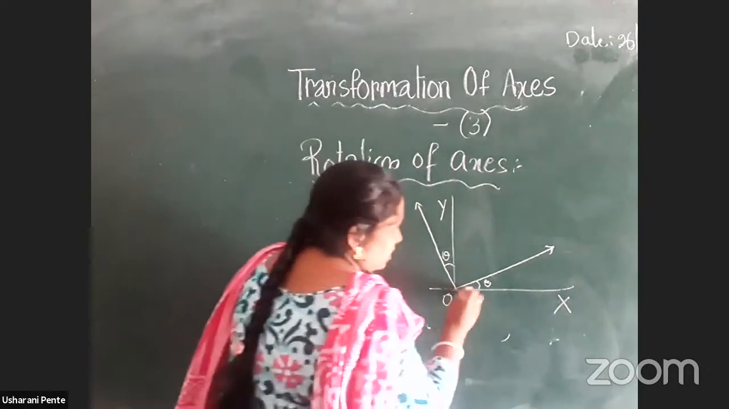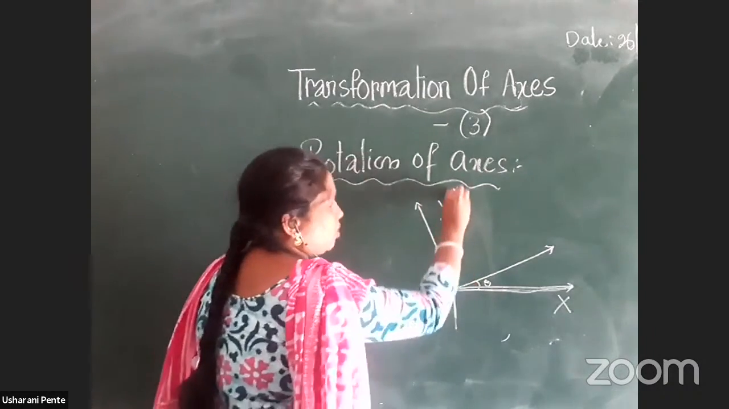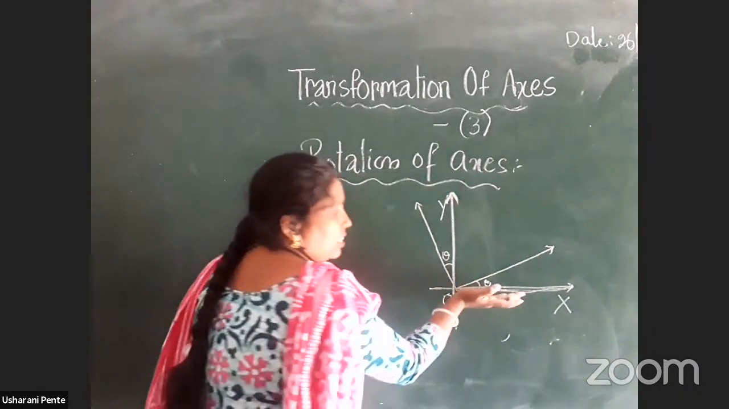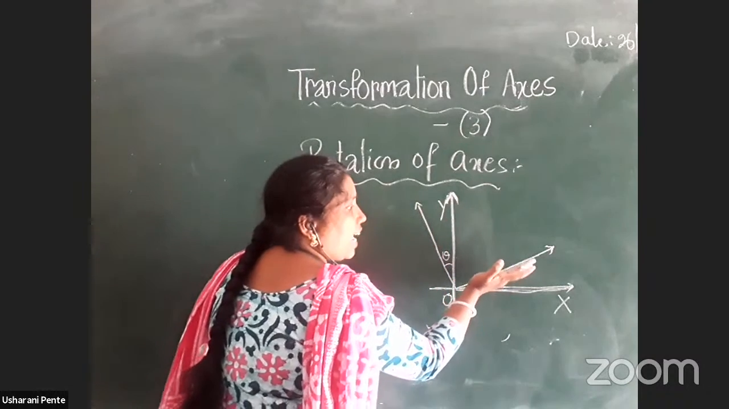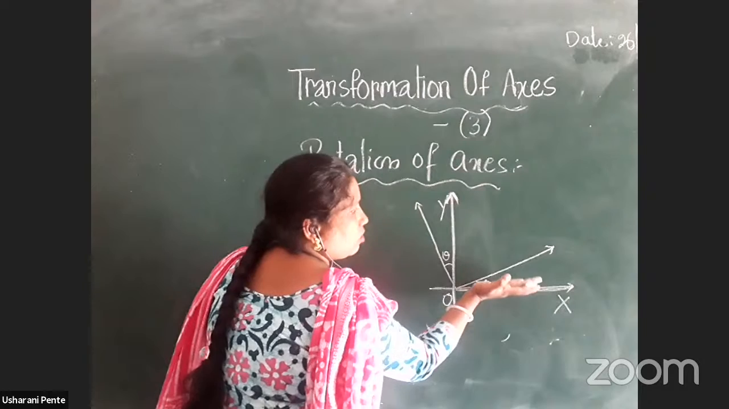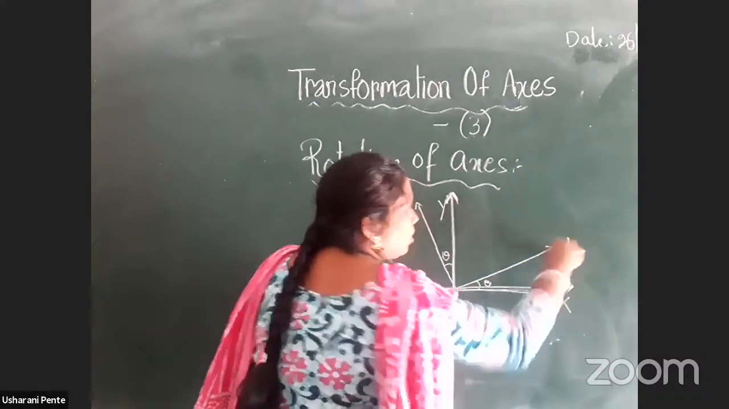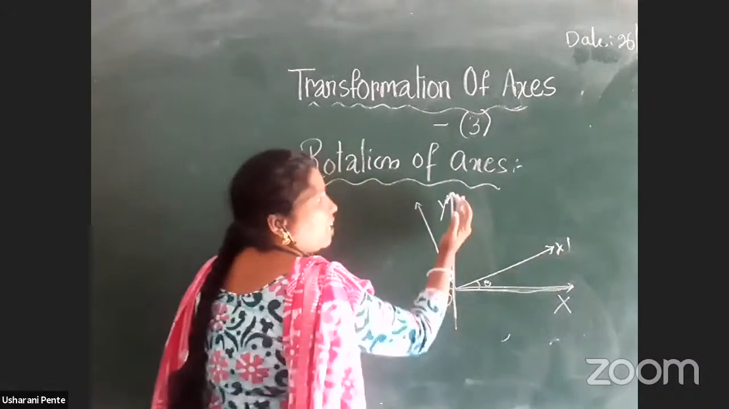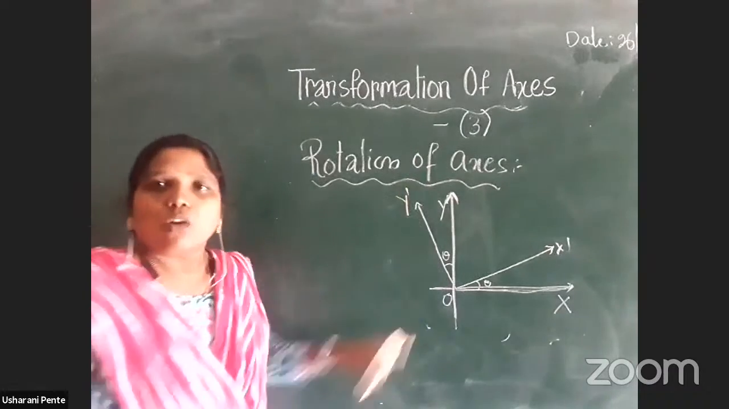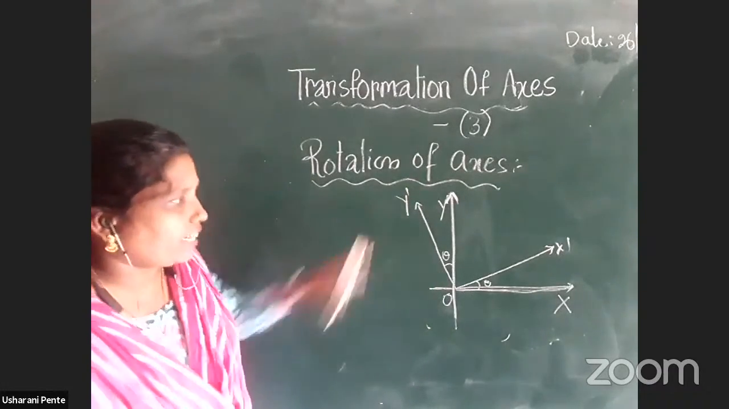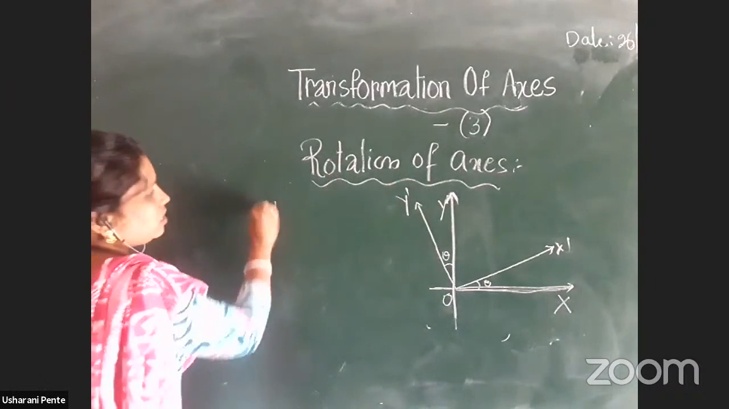This is the original coordinate system which we have. When the two coordinate axes are rotated through an angle, the x-axis is rotated through an angle theta and becomes O dash x dash, and the y-axis is rotated through an angle theta and becomes O dash y dash. This is our rotation of axis. What is the definition?